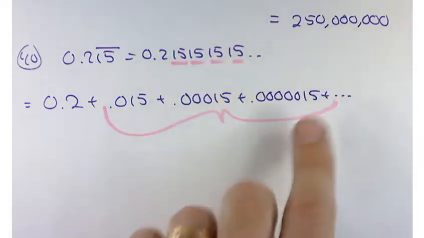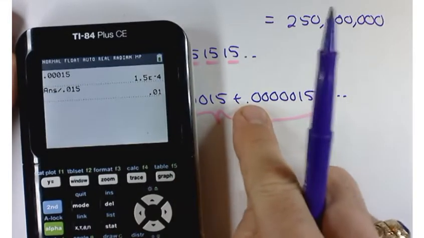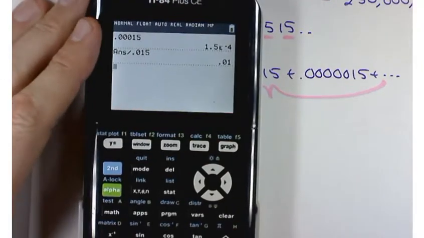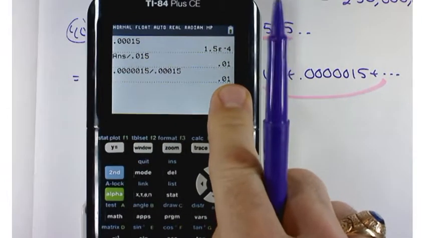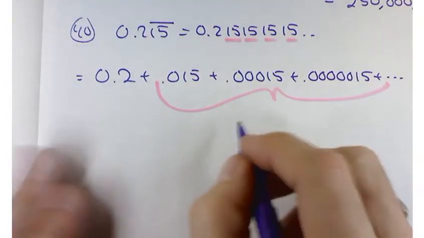Okay, let's try these two. I should get the same thing. So this time it's 5 zeros divided by a leading of 3 zeros. 0.0000015 divided by 0.123, 3 zeros and then the 1.5, and I still get the same thing. I'm still getting 0.01. So what that's saying is that this is a geometric series.